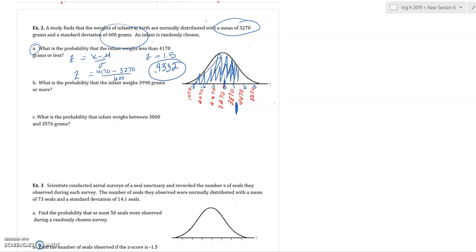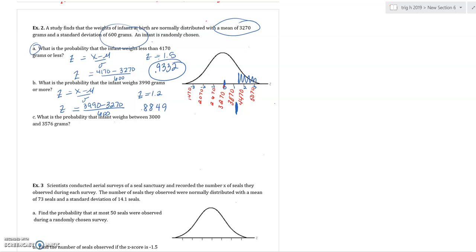All right, what about this next question? We have 3,990 grams. So go ahead and find your z-score and then find the value on the z-table associated with that z-score. All right, so hopefully you found the z-score to be 1.2, and the value on the z-table associated with that particular z-score is 0.8849.